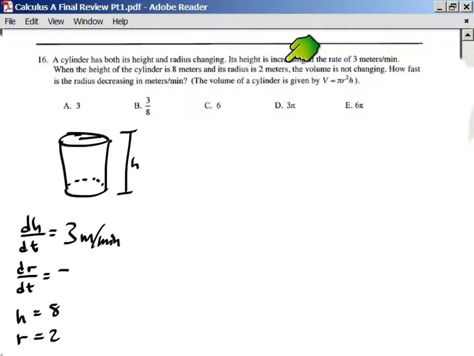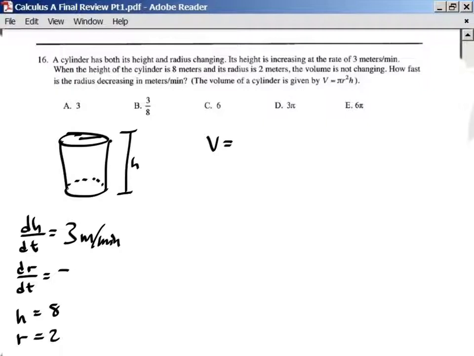Okay. Now this is cool too, because they give us the volume of a cylinder function. The volume of a prism shape like this is always the area of the base, which is why it says pi r squared times the height. Alright, so we have our volume.